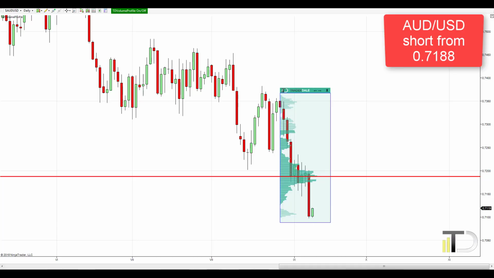So I think that this is a pretty strong level to go short from if the price makes it back to this area again. And I think that those sellers will start pushing the price lower because they will be defending their selling positions. There's also one more reason why I think this is a strong level to go short from.